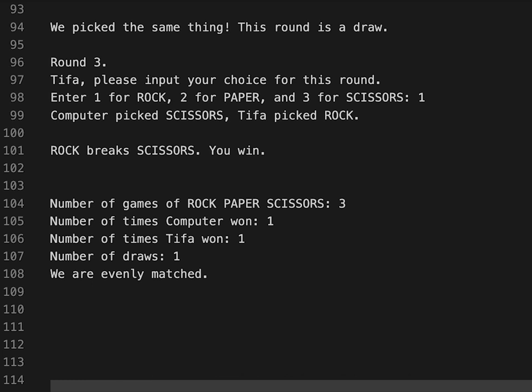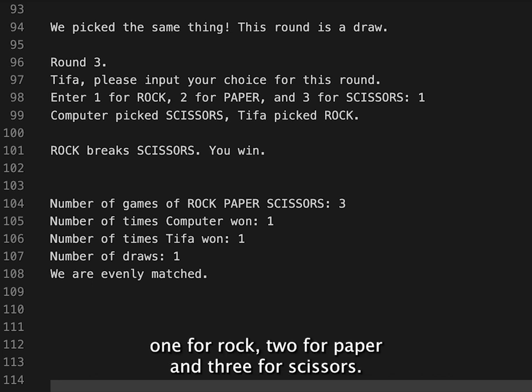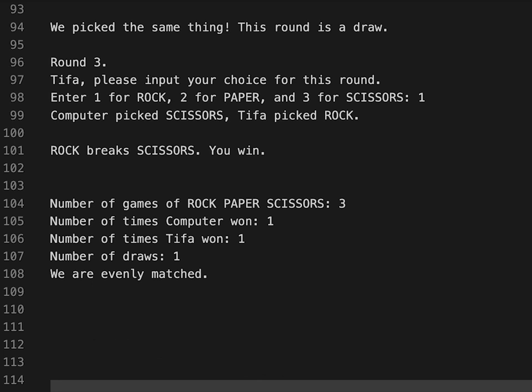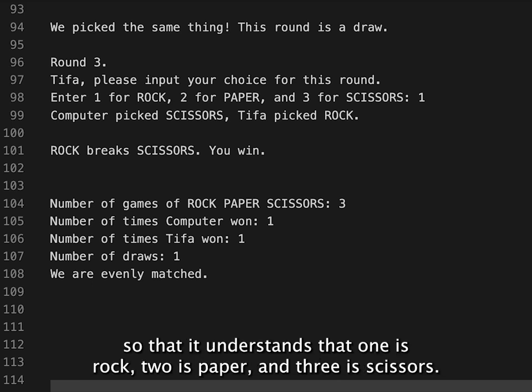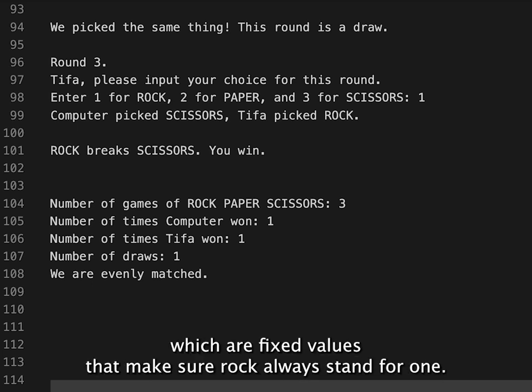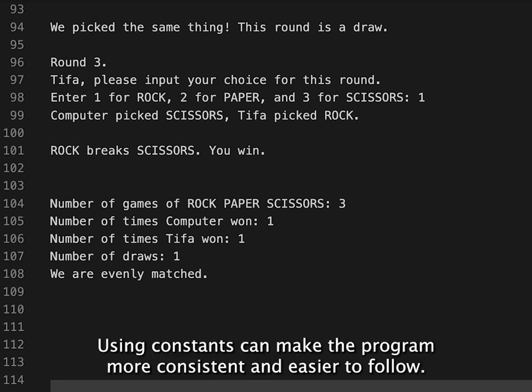As you've seen, I've been entering numbers, 1 for rock, 2 for paper, and 3 for scissors. But there's a simple way that the program knows what those numbers mean. Can you think of a way the program might handle these numbers so that it understands that 1 is rock, 2 is paper, and 3 is scissors? One way to do this is by using constants, which are fixed values that make sure rock always stands for 1, paper always stands for 2, and scissors always stands for 3. Using constants can make the program more consistent and easier to follow.